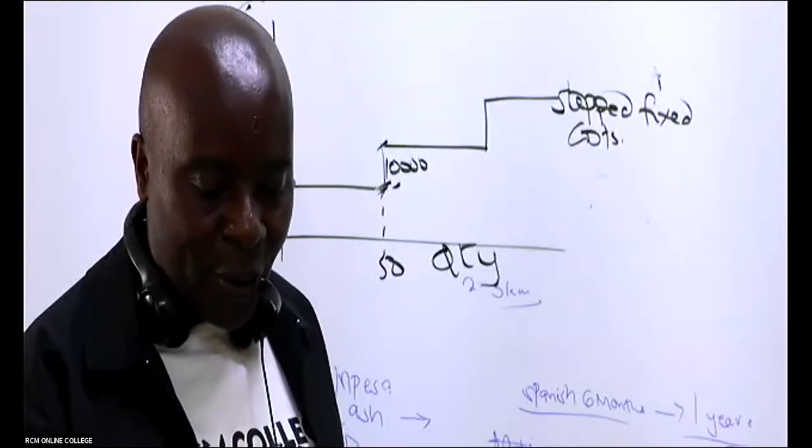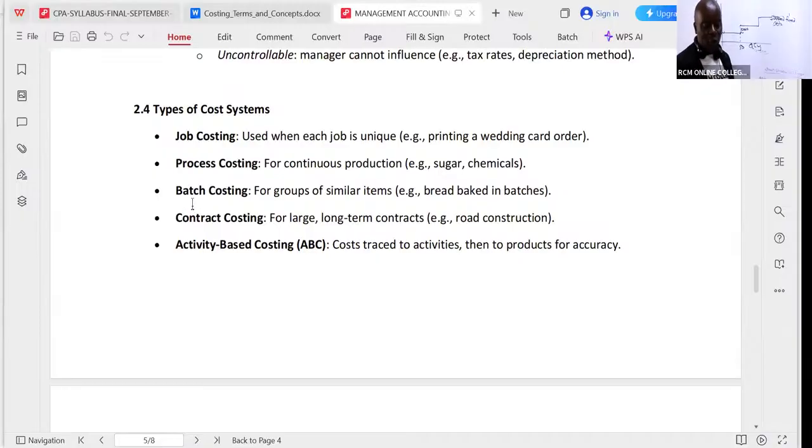These are your materials. I have to give them to you. You've paid for them. I was trying to explain something to do with batch costing. This is for groups of similar items, e.g. bread baked in batches. So one batch has 1,000, all of them at a go.